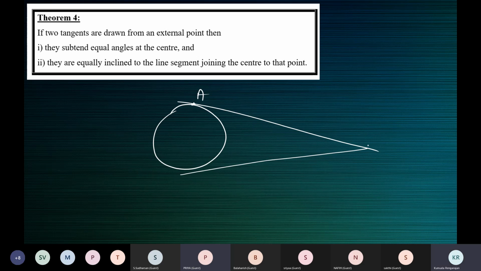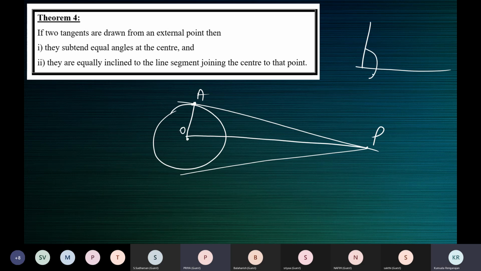Now, this is the tangent segment. AP is a tangent segment. This is the center of the circle. Now, we'll try to understand the angle subtended by the tangent segment at the center. To understand the angle subtended by the tangent segment at the center, you need to join the ends of the tangent segment to the center O. Join A to O, join P to O. When you join like this, this is the angle subtended by the tangent segment AP at the center O.